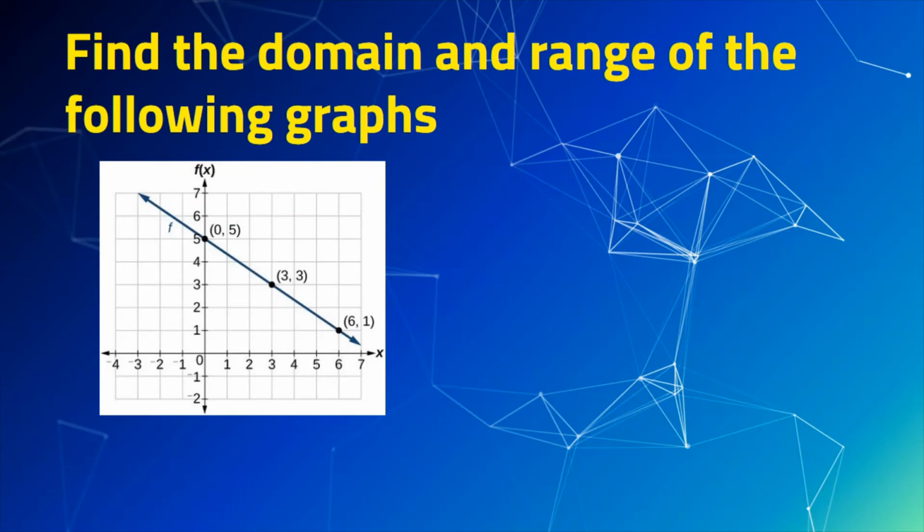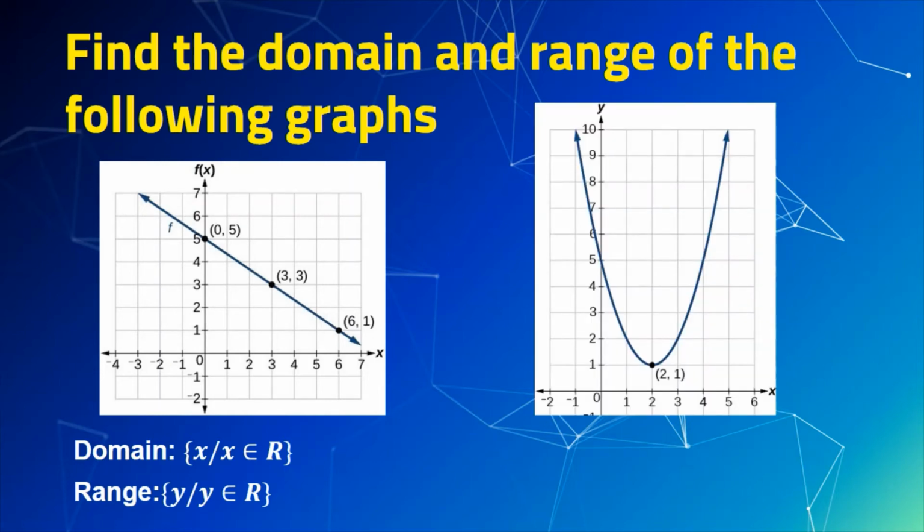Since we cannot count all of these, and the points here are actually real numbers, the domain is the set of real numbers, and the range is also the set of real numbers. Then we have the second one, from this point, which is (2, 1).